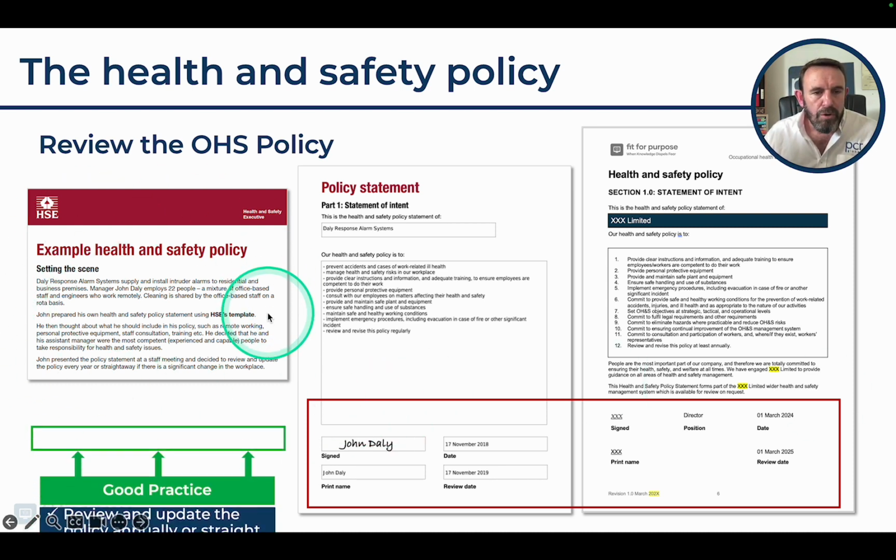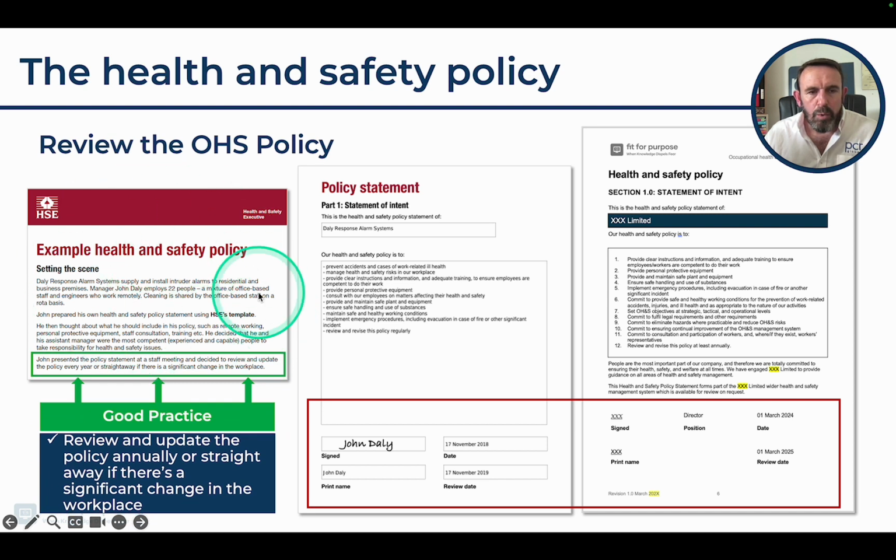So, moving across, example, how did the HSE guide us to implement it? Well, John presented the policy statement at a staff meeting and decided to review and update the policy every year or during a significant change, as we've just said. So when do we review it? Say annually, but when there's a significant change as well. Really, really important.